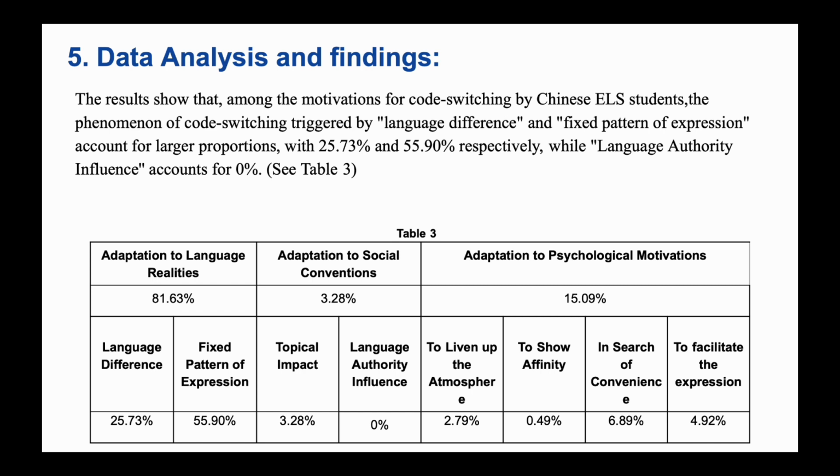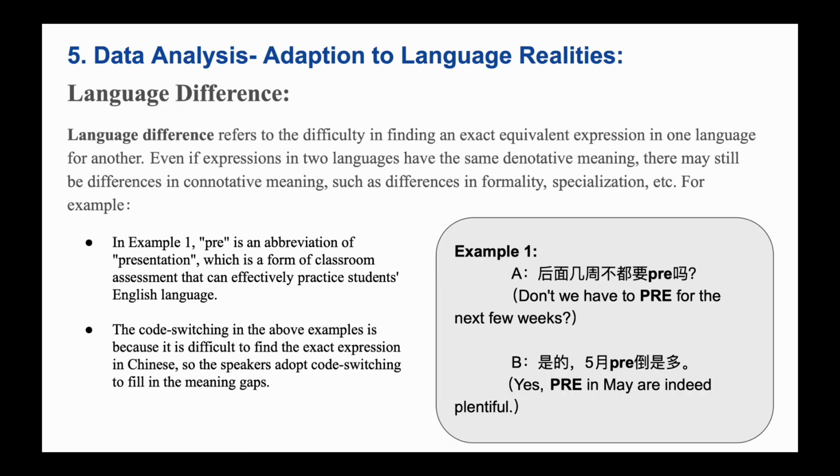We firstly explore the frequency of the code switching in the WeChat group, and the results show like that. And then we analyze some examples of the code switching under the theoretical framework. About adaptation to language realities, the first is motivation to language difference. Language difference refers to the difficulty in finding an exact equivalent expression in one language for another.